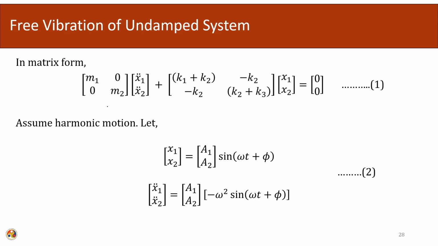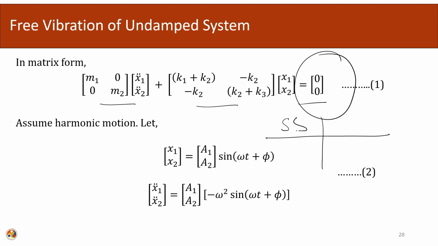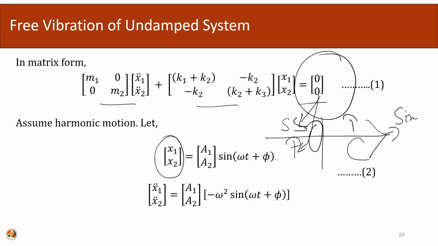So, from there we write down the equation in the matrix form as before, and the forcing function is 0. After that there are always two parts to the solution, one is the steady state response and one is the transient response, or the particular response and the complementary response. In this particular case the forcing function is 0. So, the steady state or the particular part is 0. The transient or the complementary response we assume to follow a sinusoidal function, like we have done earlier in the case of a single degree of freedom system. So, x1 and x2 will follow a sinusoidal path.